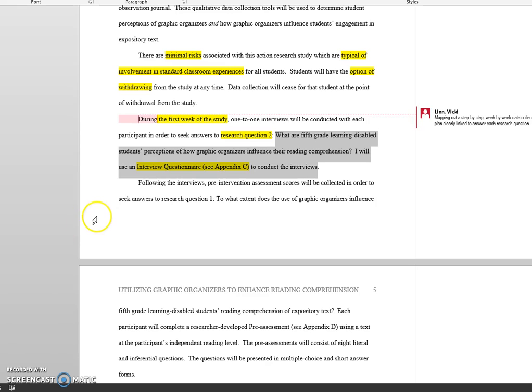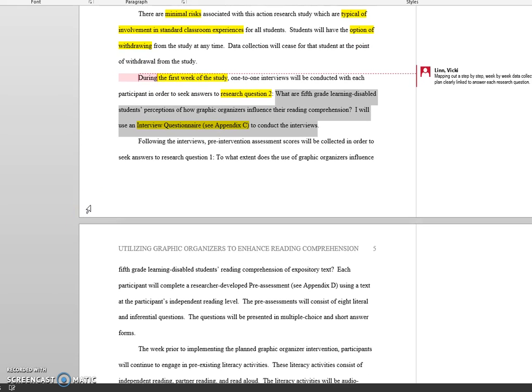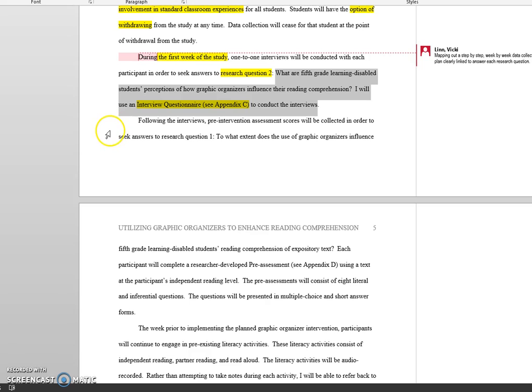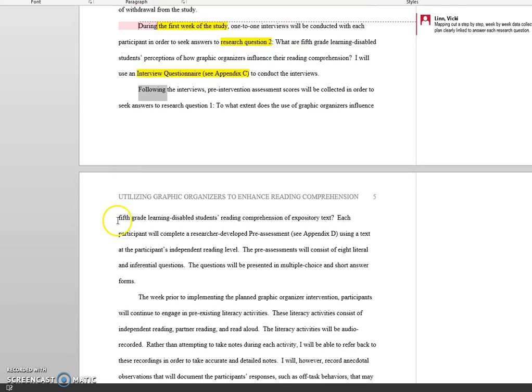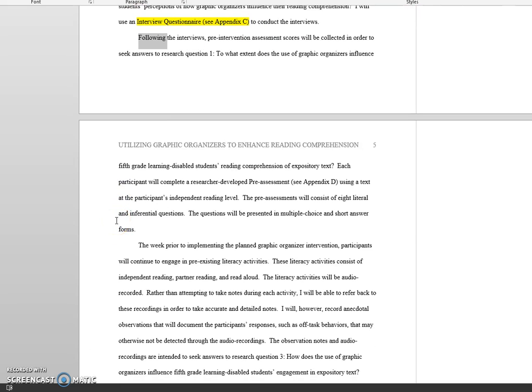So that's basically what you want to do throughout your entire data collection section. You want to say, first week I plan to do this, second week I plan to do that, and you want to clearly link what you're doing with the question that you're going to answer and the form of data and the data collection instruments you'll use to answer those questions.